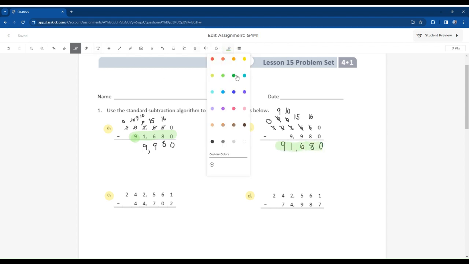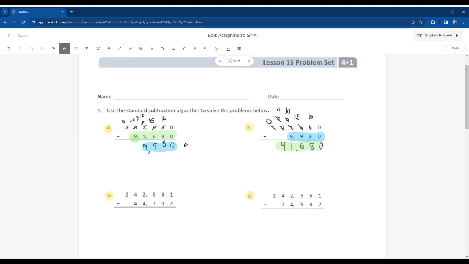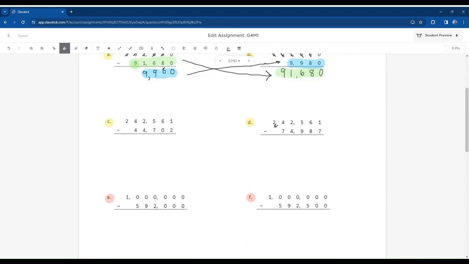So I'll go ahead and highlight those real quick for you. So in this problem, letter A, our difference was the subtrahend from B, and again, kind of over there. Let's go ahead and take a look at letter C.